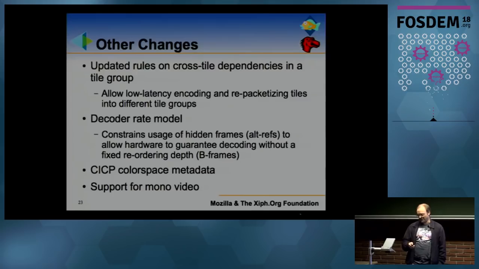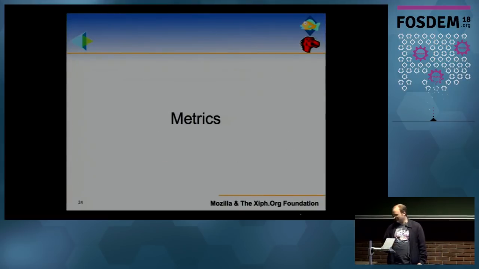There's CICP color space metadata, so you can store things like primaries and transfer functions. And we added support for mono video because it was easy. All right, how are we doing?